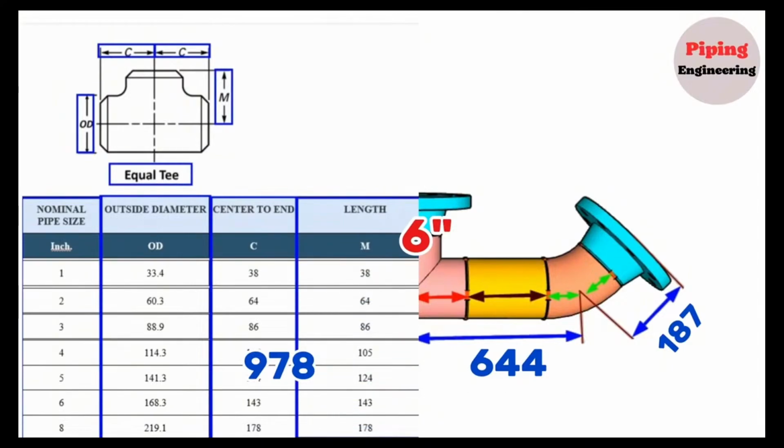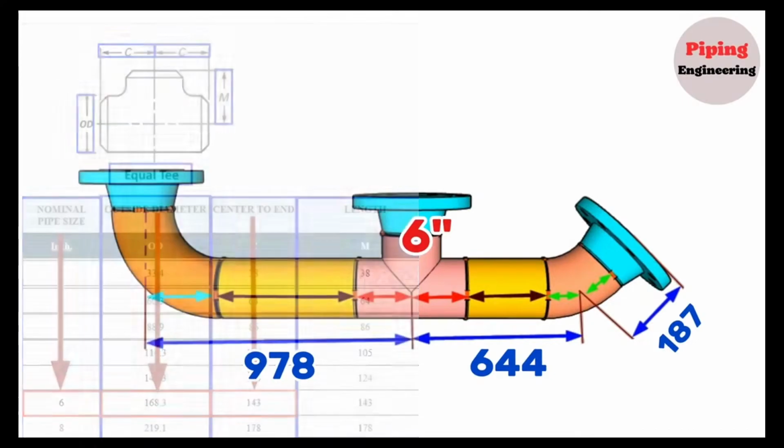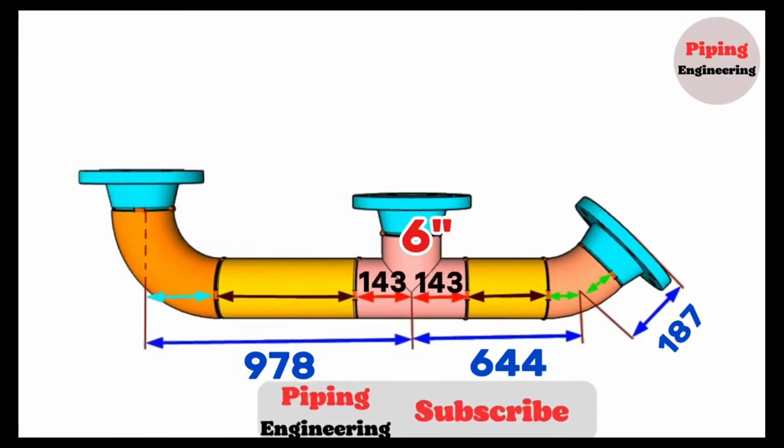In our example, we will look at the row with nominal pipe size 6. The 6-inch equal T outside diameter, 168.3 mm, is shown. And the 6-inch equal T center to end dimension, 143 mm, is shown. We will write this 143 mm measurement in our pipeline.